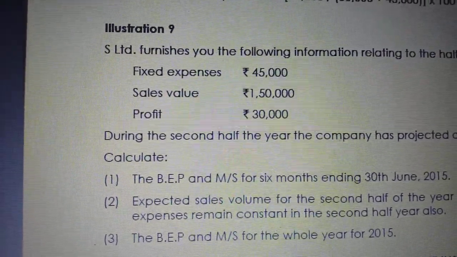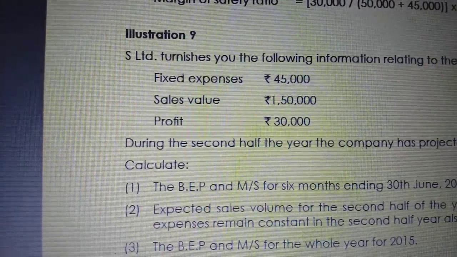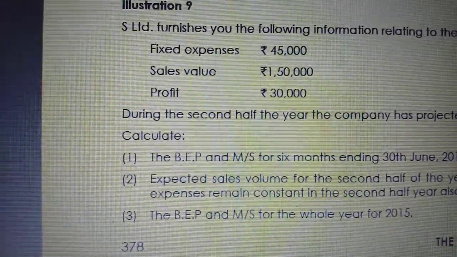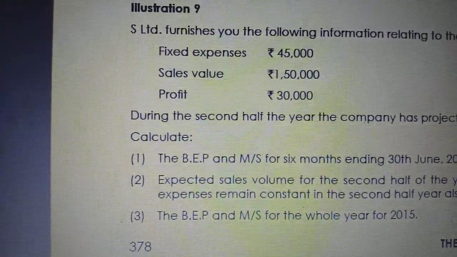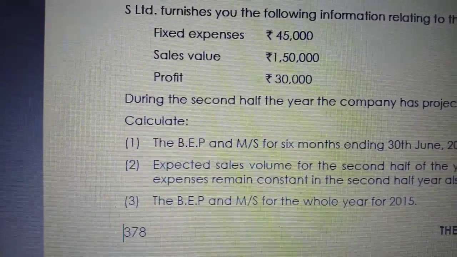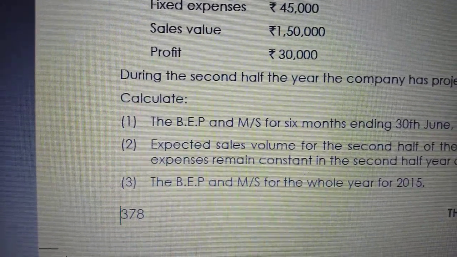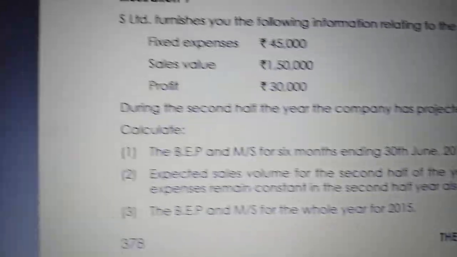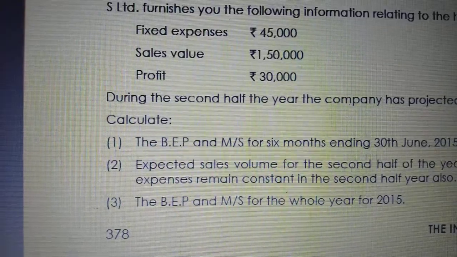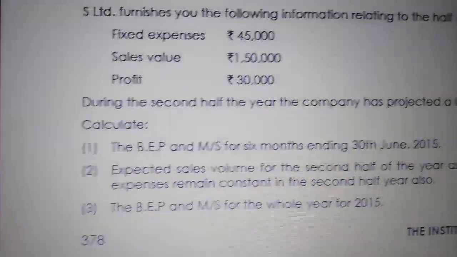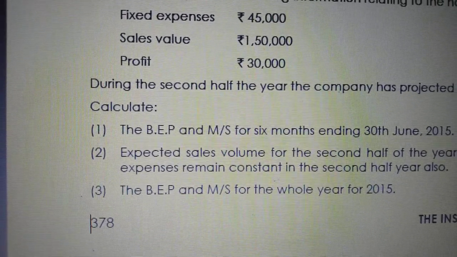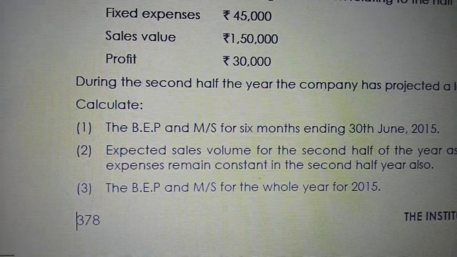For the first 6 months, sales, fixed expenses, profit, everything is given. For the second 6 months we have to calculate. Okay, so that is the question. Accordingly we have to calculate. Calculate the BEP and margin of safety for 6 months ending 30th June 2015. They are asking us to calculate the first 6 months break-even point and the first 6 months margin of safety. Assume first 6 months is one period, second 6 months is another period. Okay.